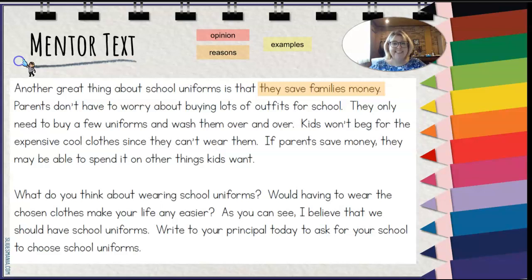Here's what I found. They only need to buy a few uniforms and wash them over and over. See, there's no expensive clothes. You just buy a few uniforms, wash them over and over. You're not having to buy lots and lots of different kinds of clothes. It's very convincing, and she's come up with some really good examples for her reasons. So her reason is it saves family money, and her example is they just can wash the uniform over and over.